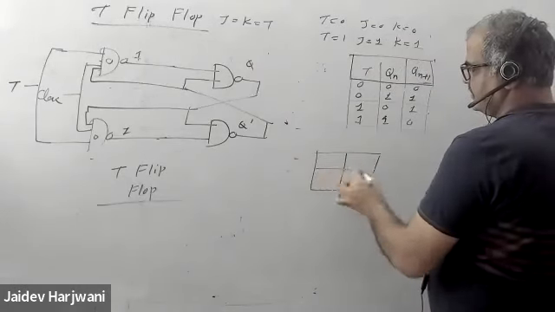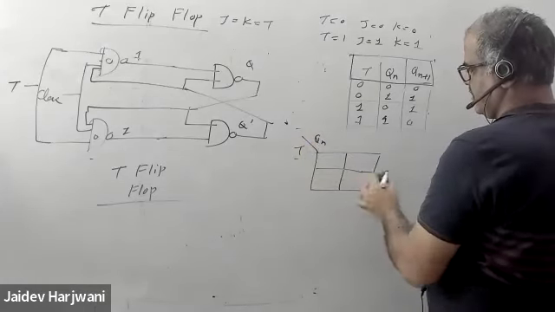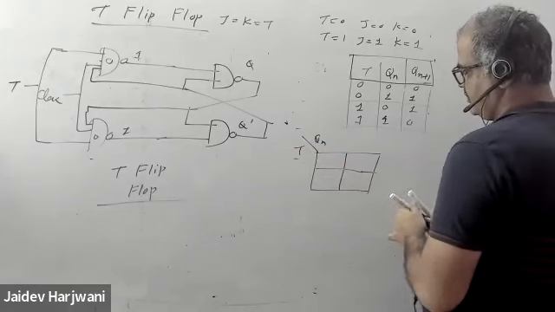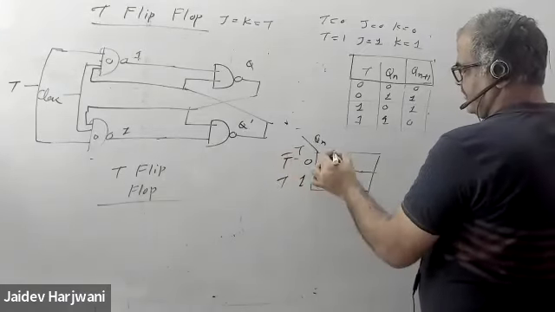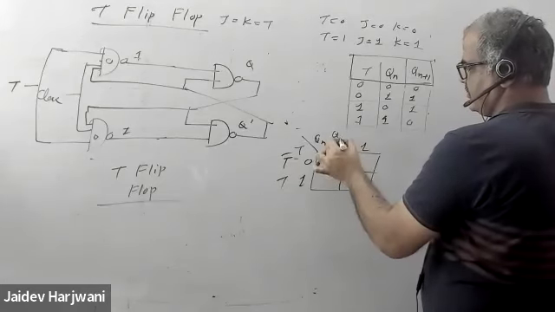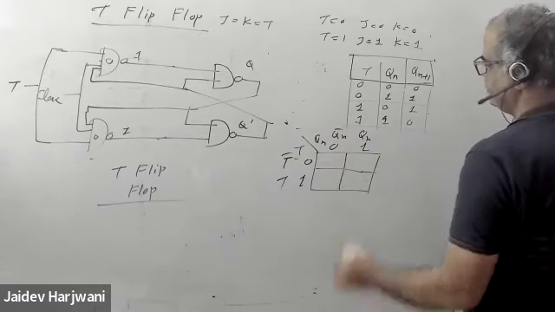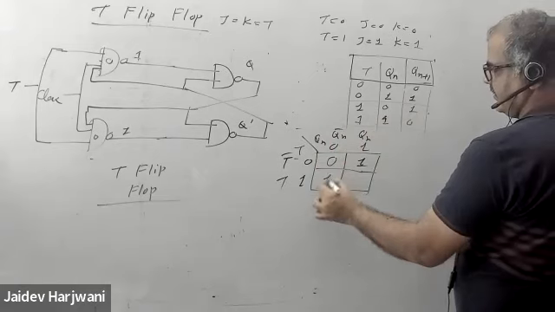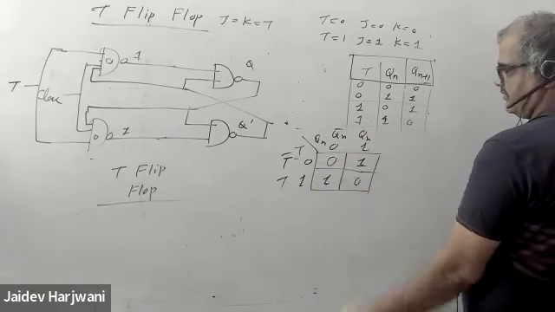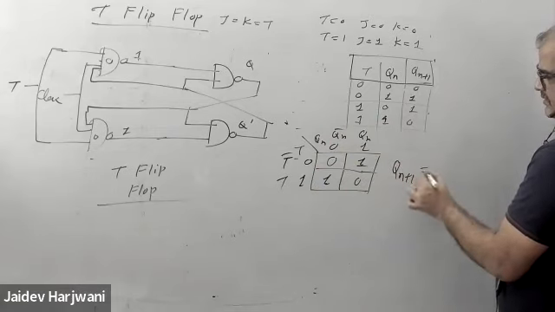You only have 2 variables, T and Qn. So this is 0 1, T bar, T, and this is 0 1, that is Qn bar, Qn. Okay. So at 0 0 it is 0, at 0 1 it is 1, at 1 0 it is 1, and at 1 1 it is 0. So no pair will be formed. So tell me, what will my answer be?